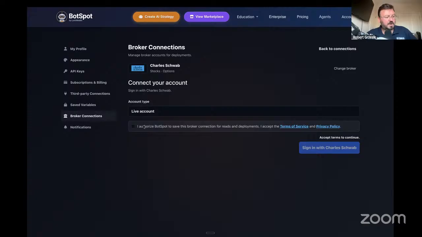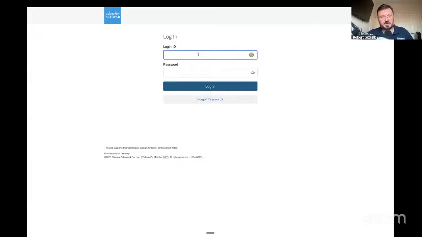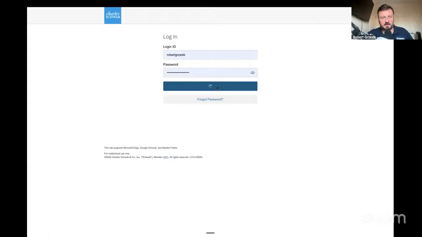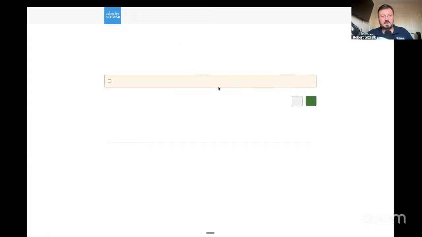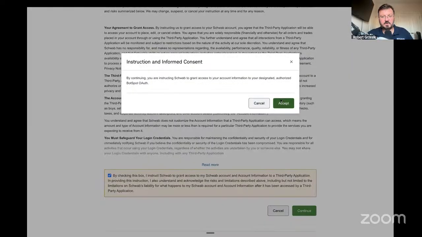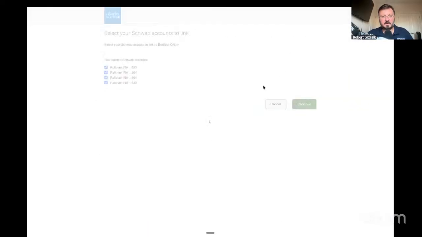If you want to use paper trading, you'd have to use something like Alpaca to paper trade first, right? And then you authorize, click sign up with Schwab, and then it takes you to a page like this where you do your login. Here's my Schwab login. I'll log in. And then you do the approvals, continue, and basically that's it. Schwab done. Everything gets connected and we're all good to go.